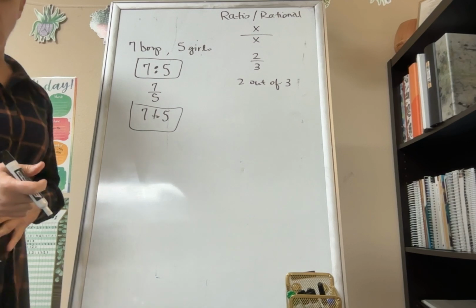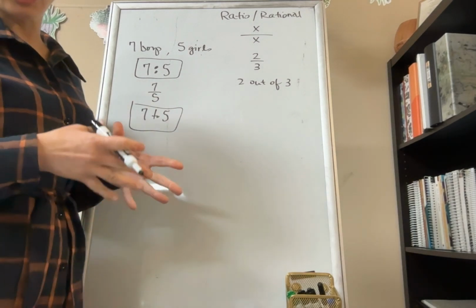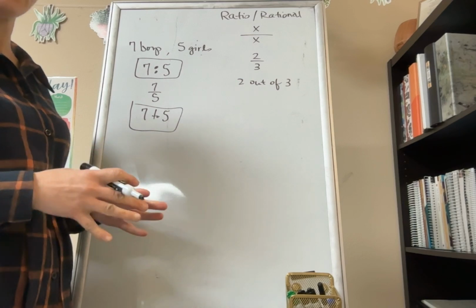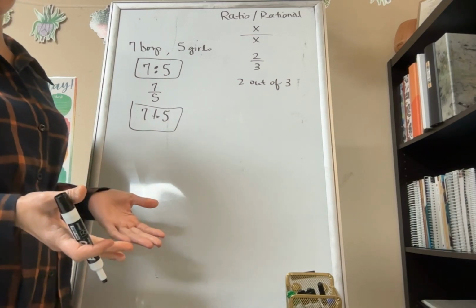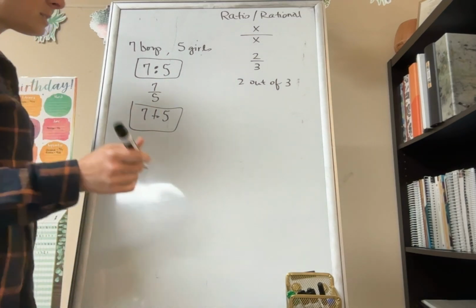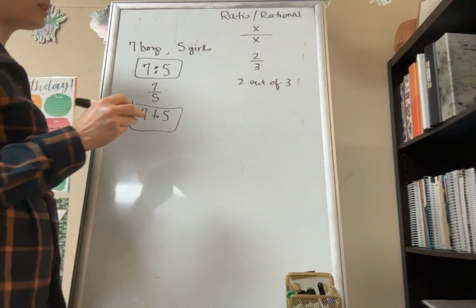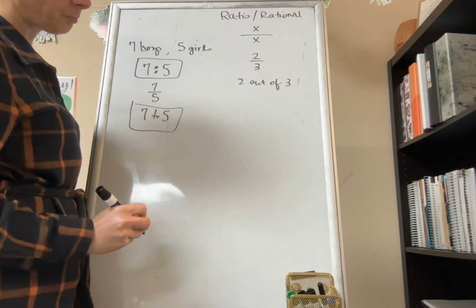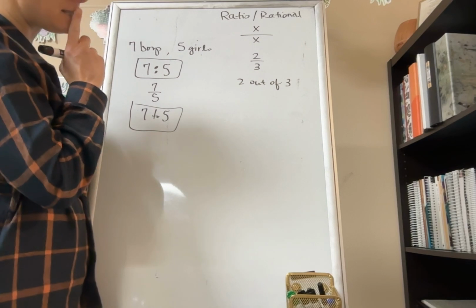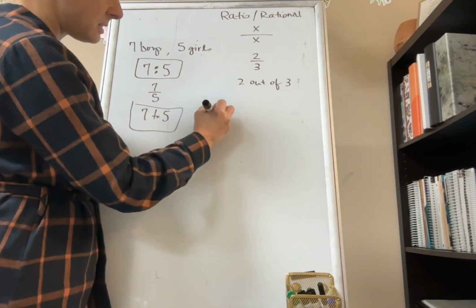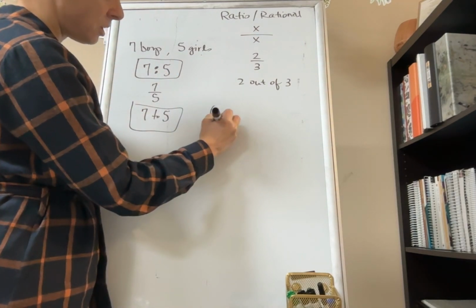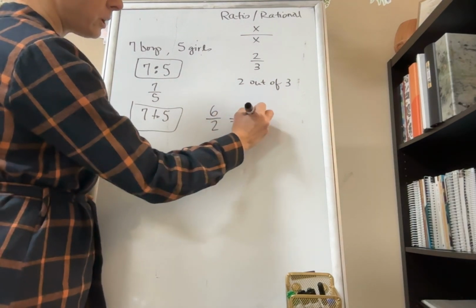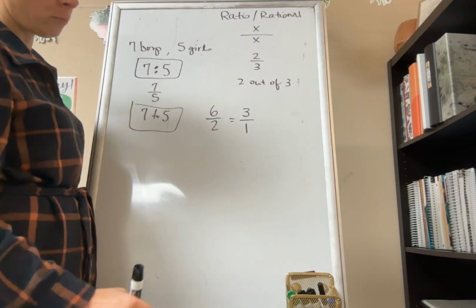So equivalent ratios are just 2 ratios that have been simplified down as low as they can go, and they match. They are the same. So let's look at a couple of equivalent ratios. Right now I could say, let's see, 6:2 is equal to 3:1, right?